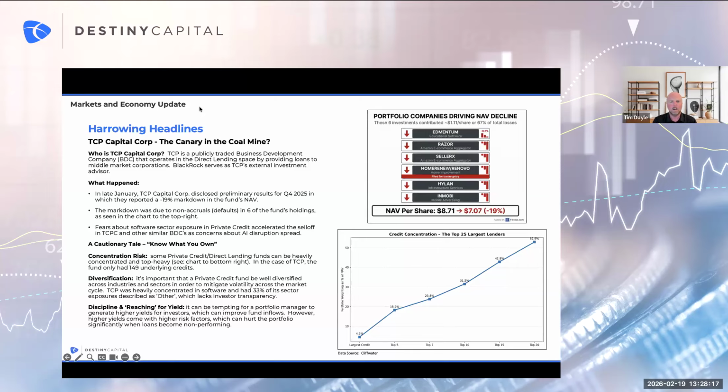So what was the reason for that markdown? Well, the fund had 6 particular underlying companies, and you can see this in the chart to the top right, where we've got the portfolio companies driving the NAV decline. These 6 companies essentially defaulted.